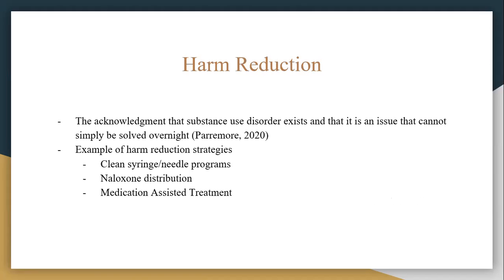Harm reduction can be defined as the acknowledgement that substance use disorder exists and that it is an issue that cannot be simply solved overnight. Some examples of harm reduction strategies include clean syringe and needle programs, naloxone or Narcan distribution, and medication-assisted treatment.